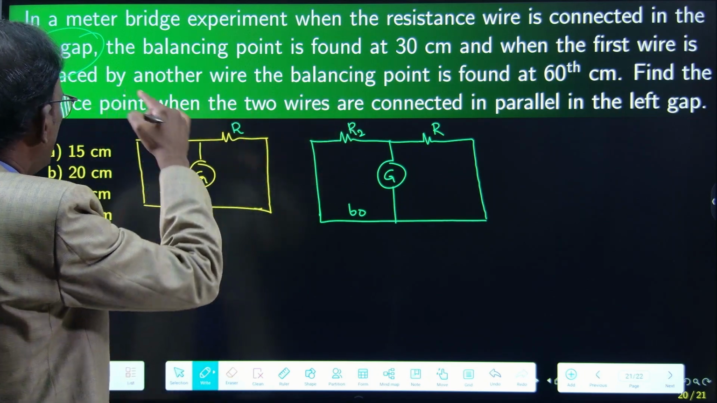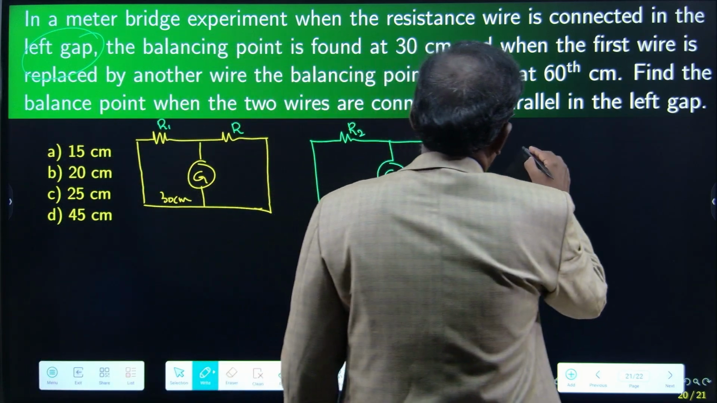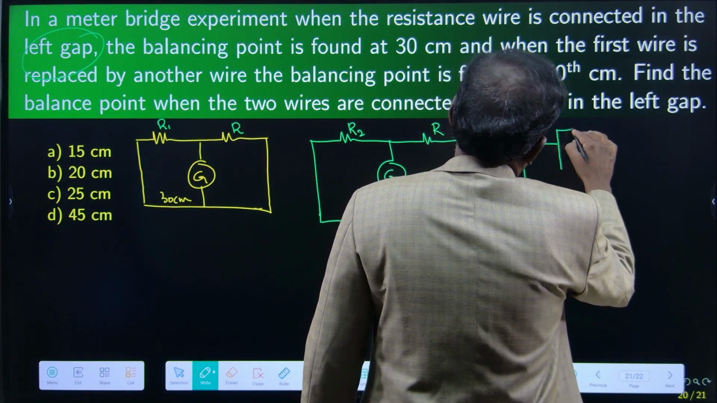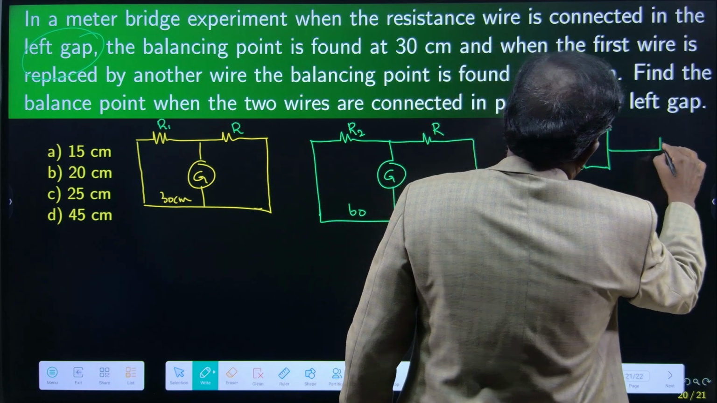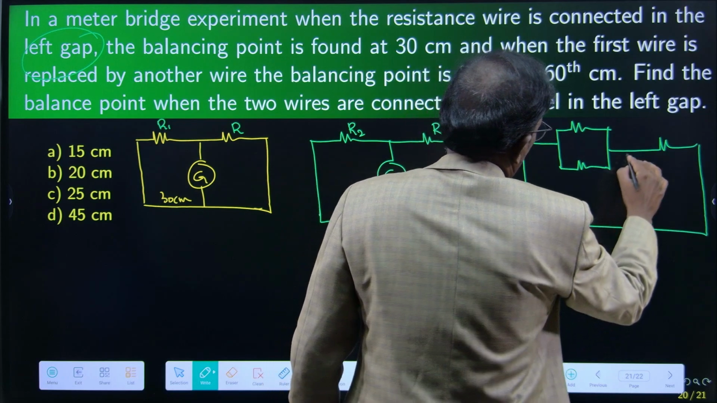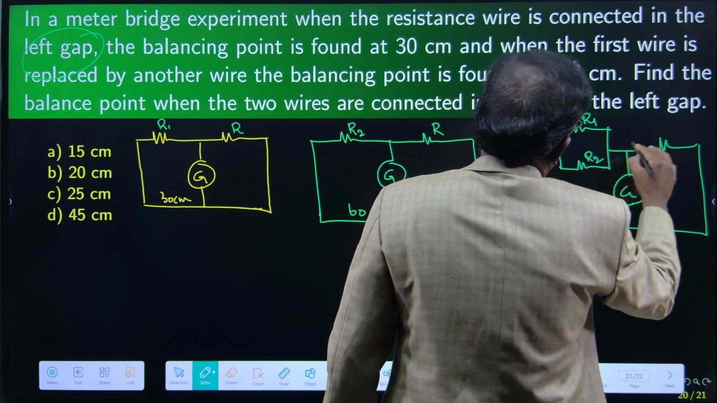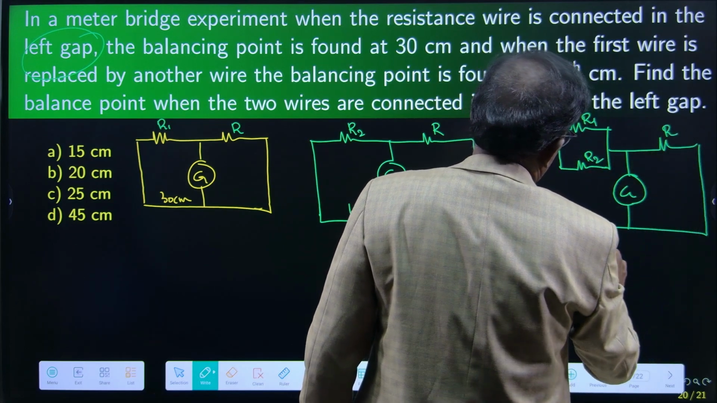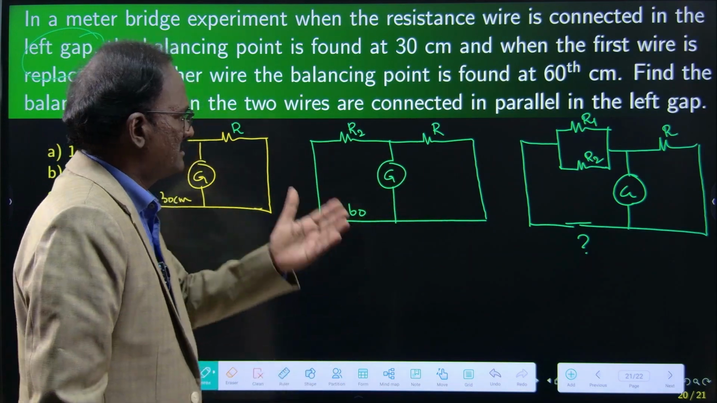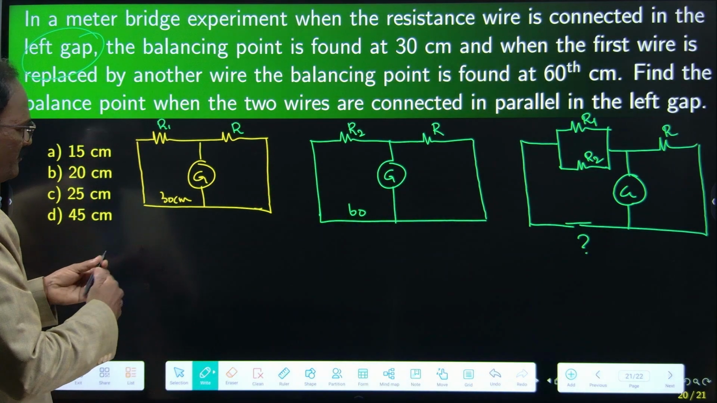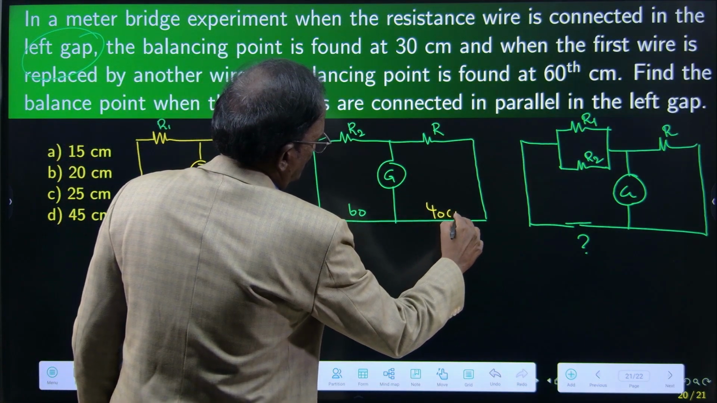Then find the balance point when the two wires, R1 and R2, are connected in parallel in the left gap, with R. This balance point is now asked. It is 30, this is 60, this is how much? That is the question. So as usual, we will write this is 70 centimeter and this must be 40 centimeter.